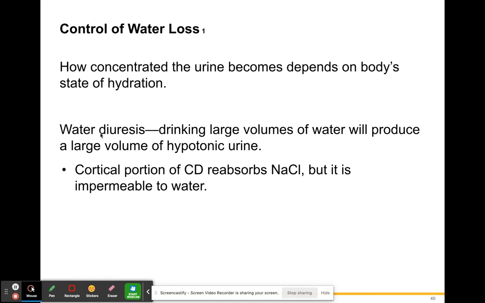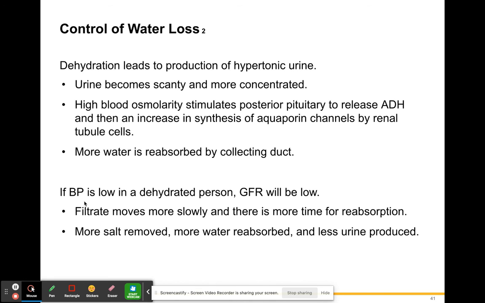Okay. Water diuresis is drinking large volumes of water, which will produce large volumes of hypotonic urine. That's what I said before. If you're very hydrated, you'll have very clear urine. That's hypotonic, which means your urine has high water content. The cortical portion of your collecting duct reabsorbs salt, but it is impermeable to water, so therefore it'll make it much more watery in context. Dehydration will lead to the production of a hypertonic urine, which means it'll have very little water in it. Urine becomes much more concentrated.